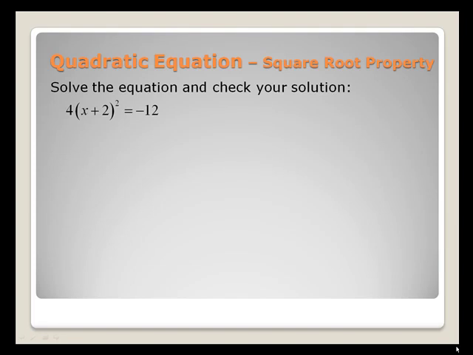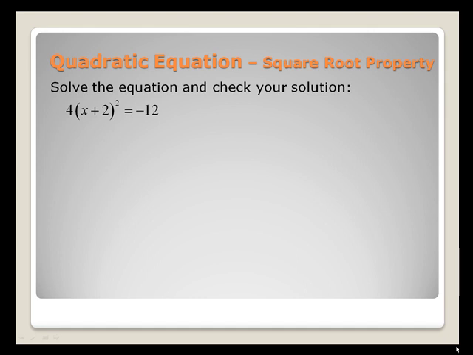Here's an example of solving a quadratic equation using the square root property. The square root property simply means that we're going to take the square root of both sides using a plus or minus sign. Okay, our equation is 4 times (x plus 2) squared equals negative 12.